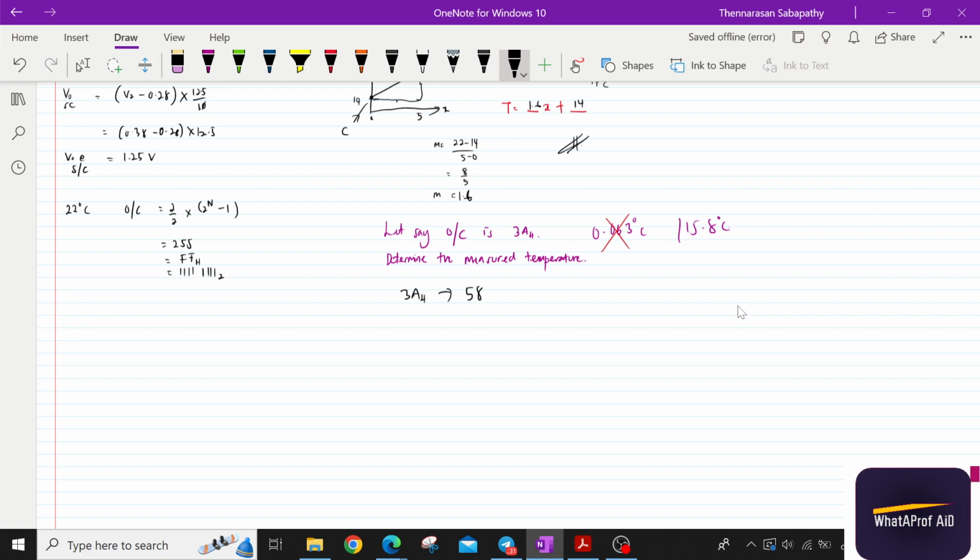So the output code is 58, and we don't know the input voltage for the ADC, correct or not? The V in we don't know, and the reference voltage is 2 times 255. From here we can get the V in. What is the V in? 58 times 2 divided by 255. V in equals 0.063? So this is the value he got, right?